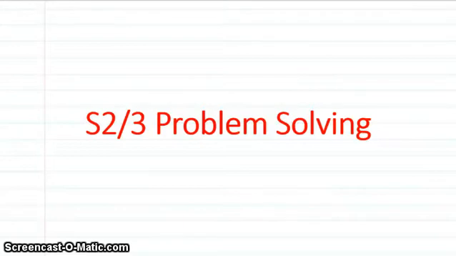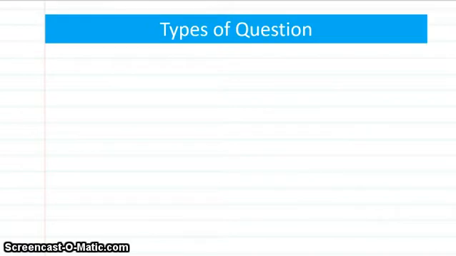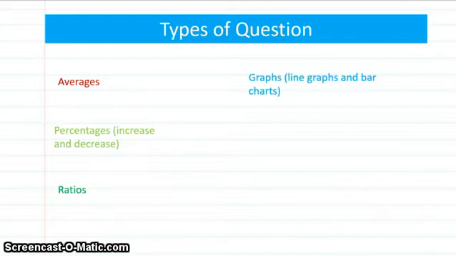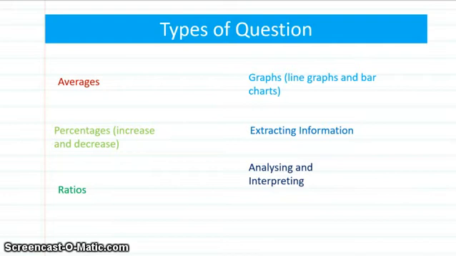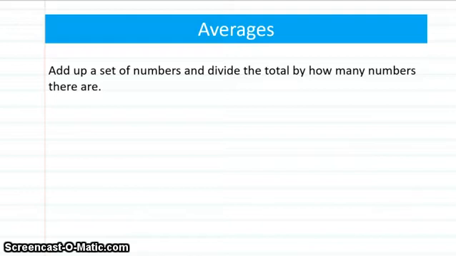Okay everyone, so as part of your tests, about 50% of all your marks are going to come from problem solving. So what types of questions could you get? You could get averages or percentages, maybe increase or decrease in percent, ratios, graphs, line graphs or bar charts. You might need to extract information that you're provided with. You might need to analyze some data or interpret it in some way, and you might need to do some predicting.